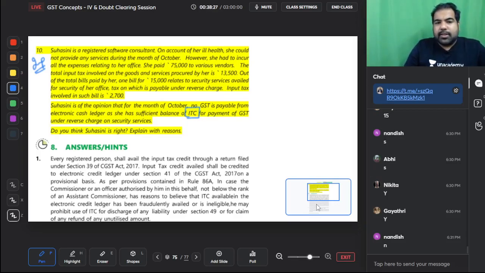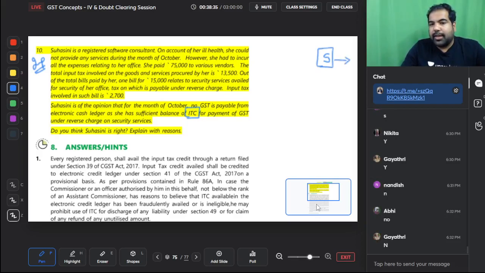Guys, Suhasini is a registered software consultant. On account of ill health, she could not provide any services, so there is no supply. So is there any liability? No liability. However, she had to incur all the expenses relating to office. She paid 75,000 to various vendors. The total input tax involved as the goods and services is 13,500. So she has a credit of 13,500.